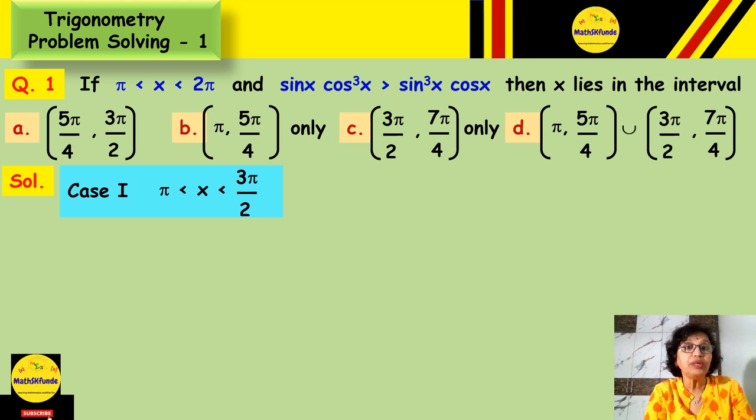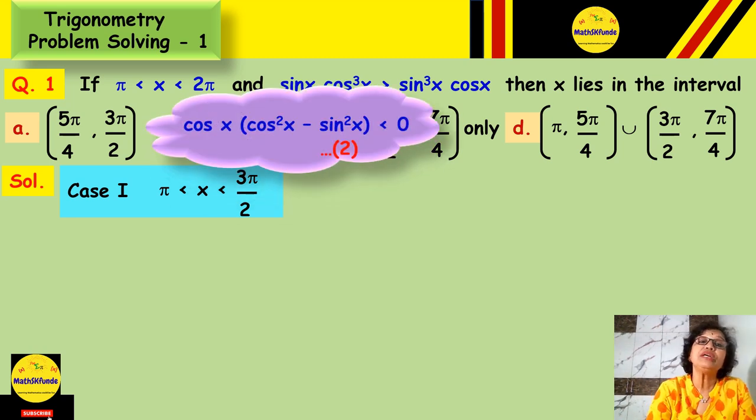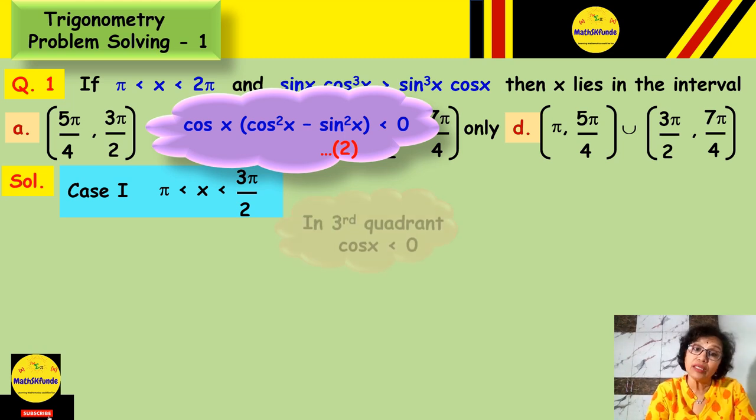I try to divide the interval pi to 2 pi in two parts. First case I take as x lies between pi and 3 pi by 2. That means your x is in the third quadrant. Okay. And which inequation are we solving? That is cos x into cos square x minus sin square x less than 0, which I had named as 2. And you are in the third quadrant.